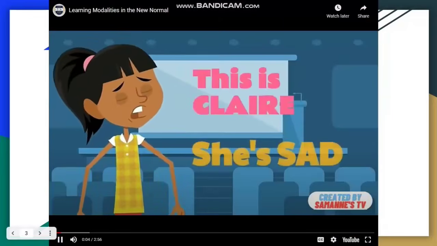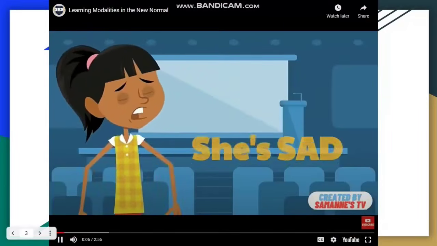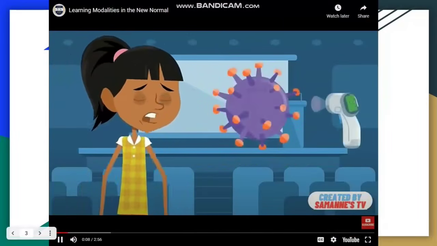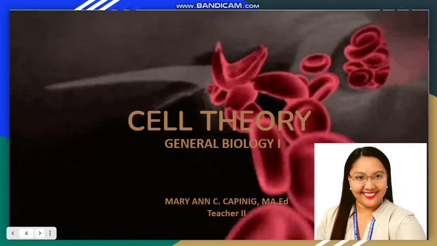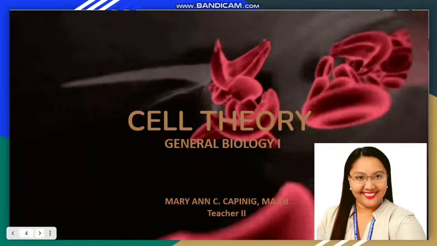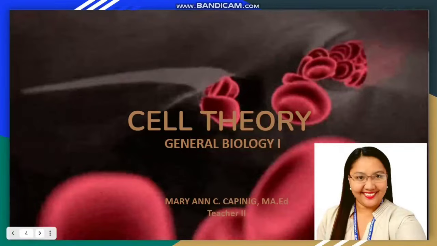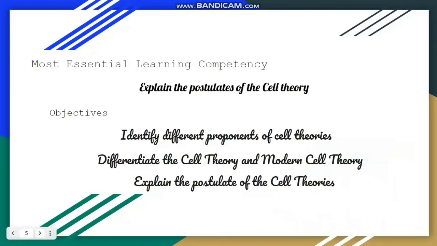I hope that you understand well the different modalities that we are presently implementing. Today's lesson will focus on the cell theory. Before we start with our lesson, let us have first the most essential learning competency, which is explain the postulate of the cell theory. The objective of our lesson today is, at the end of the lesson, you're going to identify different proponents of cell theories.